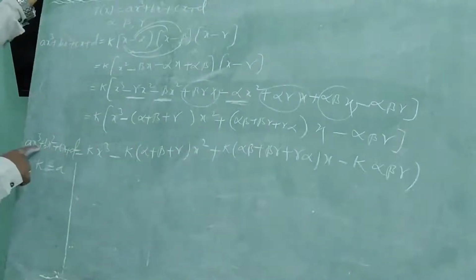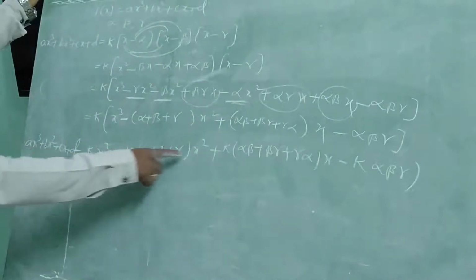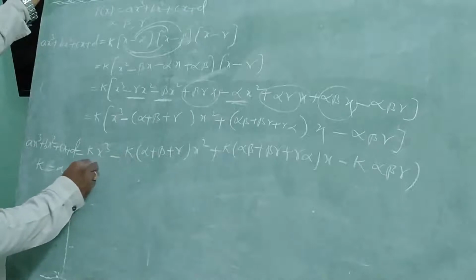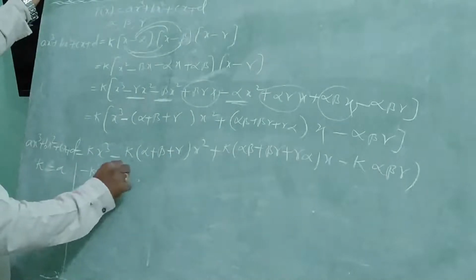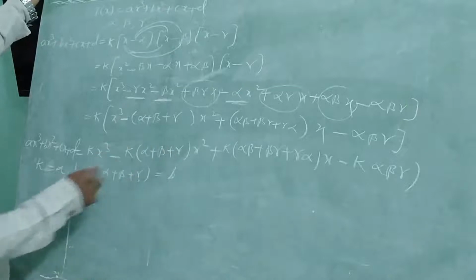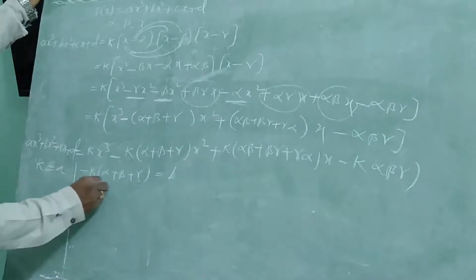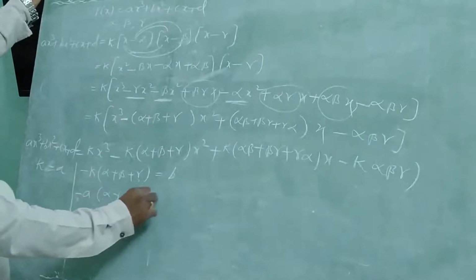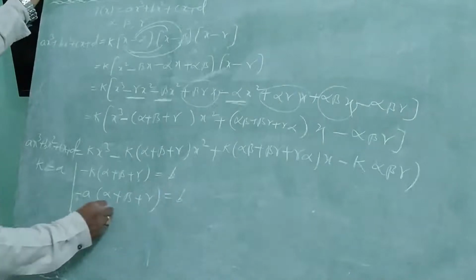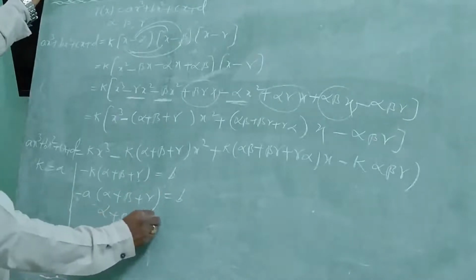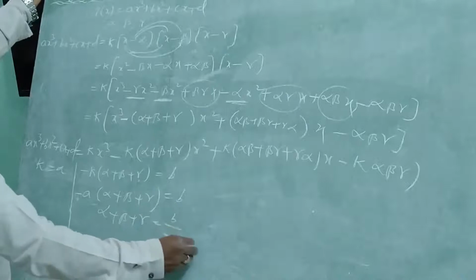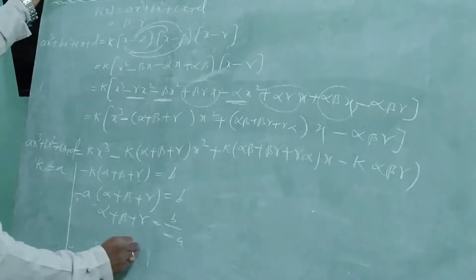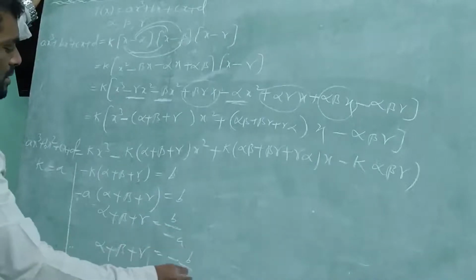Comparing x square coefficients: here the x square coefficient is b, and here the x square coefficient is minus k into alpha plus beta plus gamma, that is equal to b. K value is already a, so minus a into alpha plus beta plus gamma is equal to b. So alpha plus beta plus gamma is equal to b by minus a. It can be written as alpha plus beta plus gamma is equal to minus b by a.